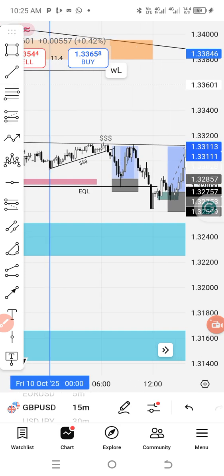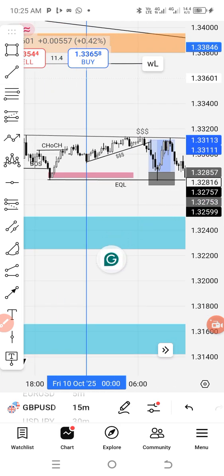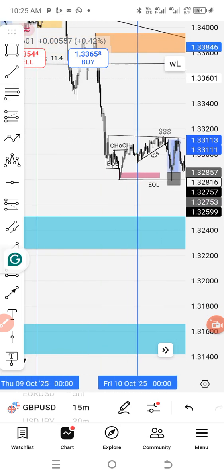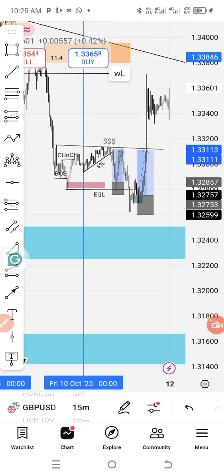So this is another one. You can see at this level the price has created equal lows. So when you see equal lows or equal highs, before you enter the market, wait for a liquidity grab, or you can call it a liquidity sweep.